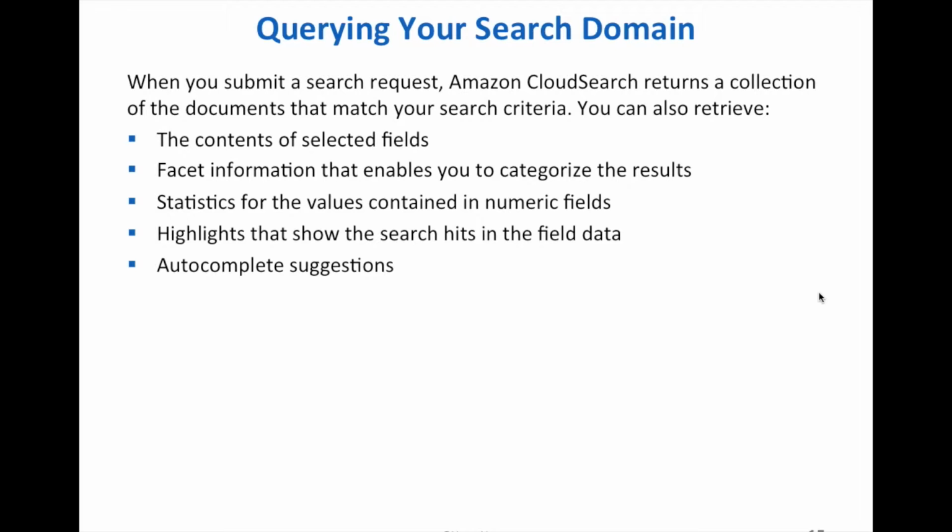When you submit a search request, Amazon CloudSearch returns a collection of the documents that match your search criteria. You can also retrieve things like the contents of just selected fields, facet information that enables you to categorize the results or further filter the results, and that way users can drill down into the data. You can retrieve statistics for the values contained in numeric fields. You can retrieve highlights that show you the search hits in the field data, and you can configure and retrieve autocomplete suggestions.